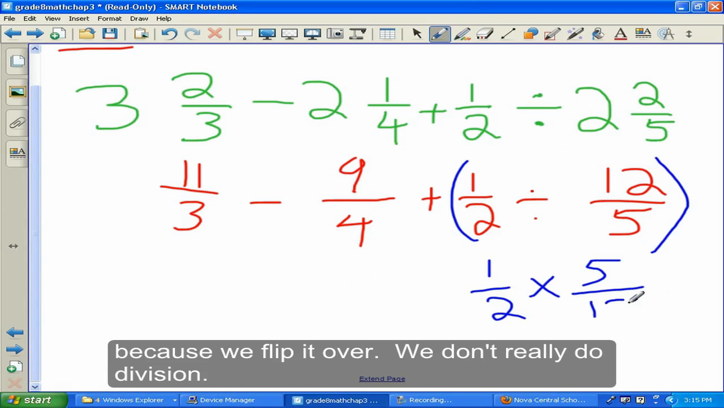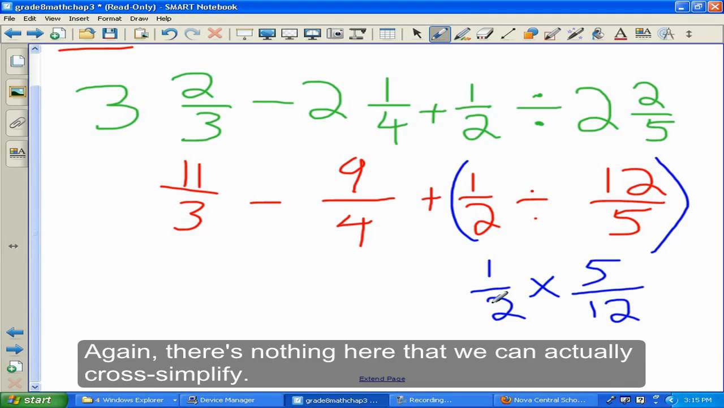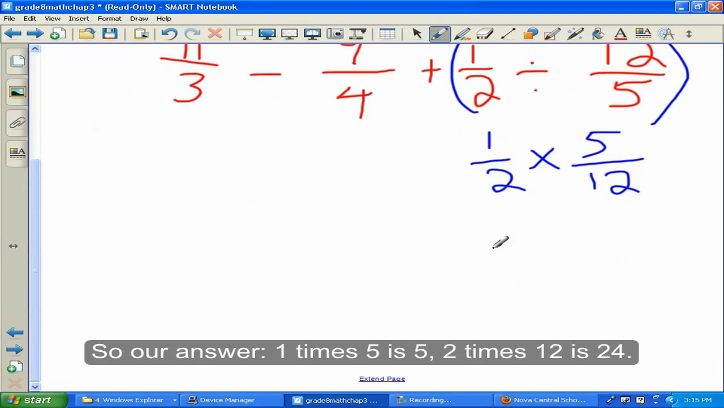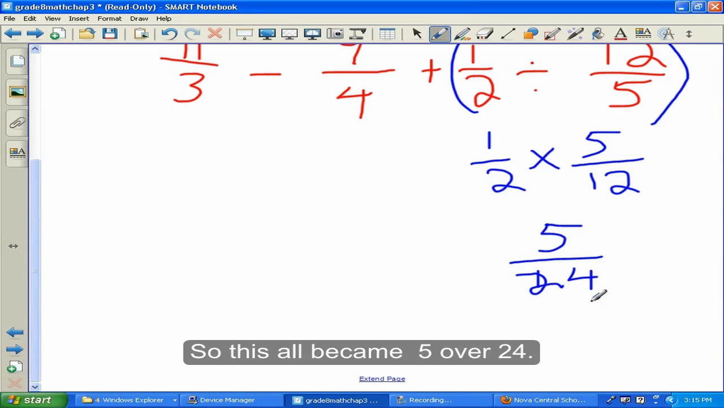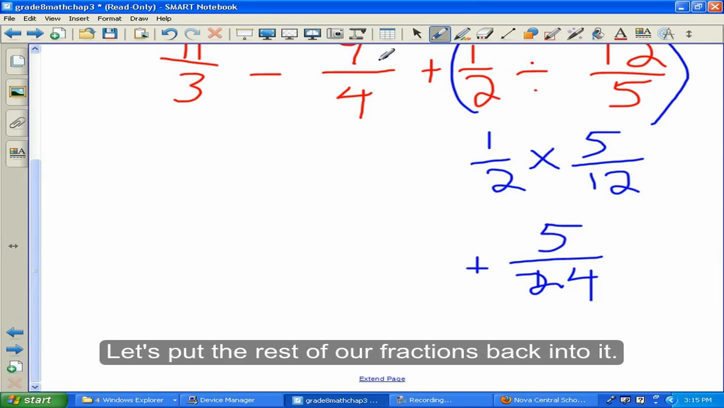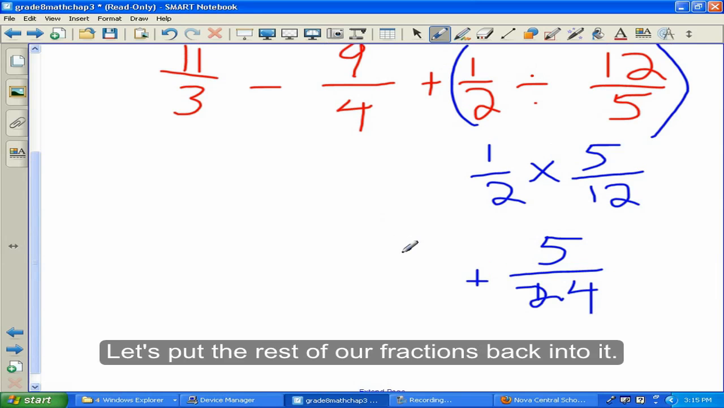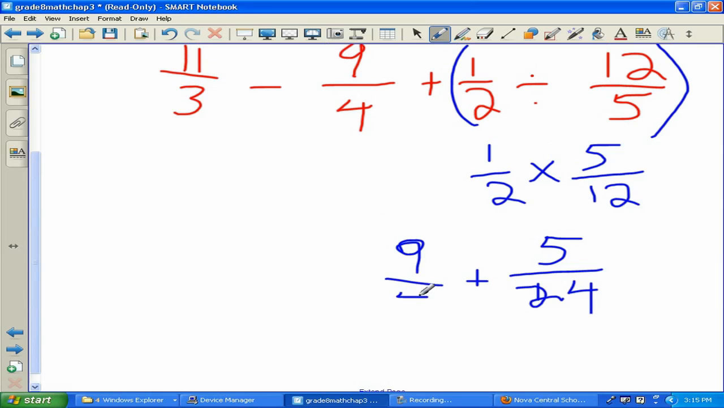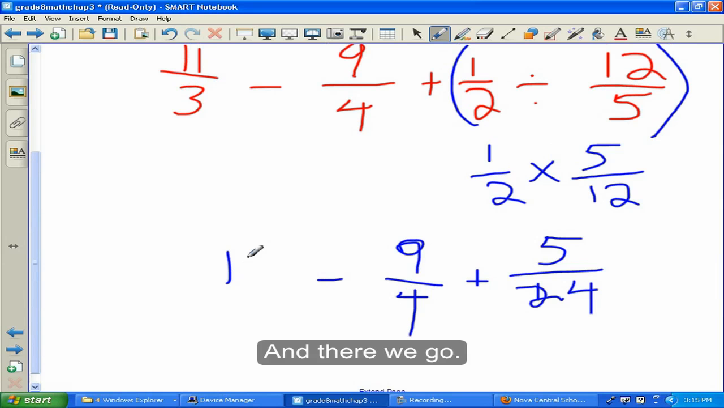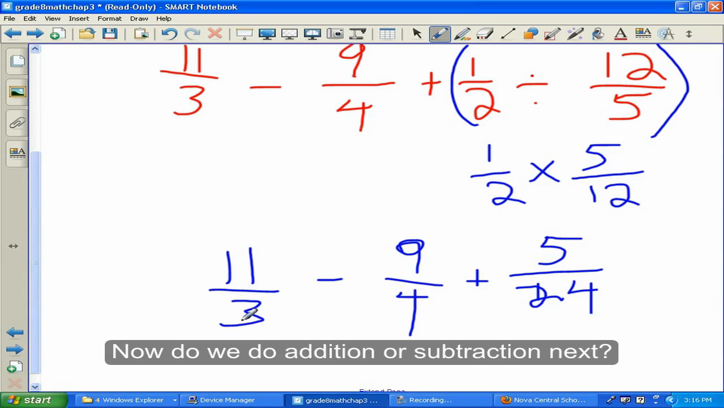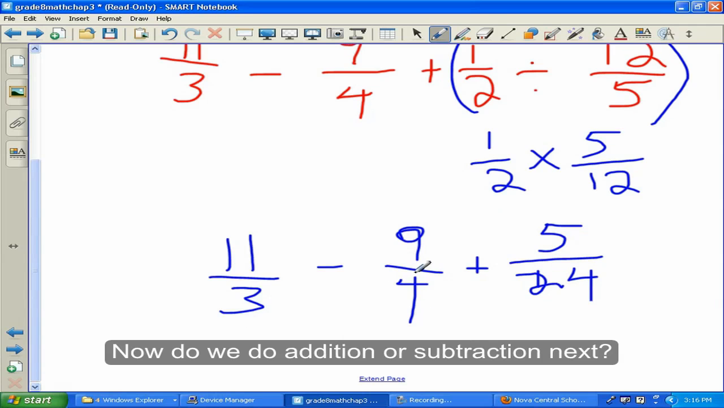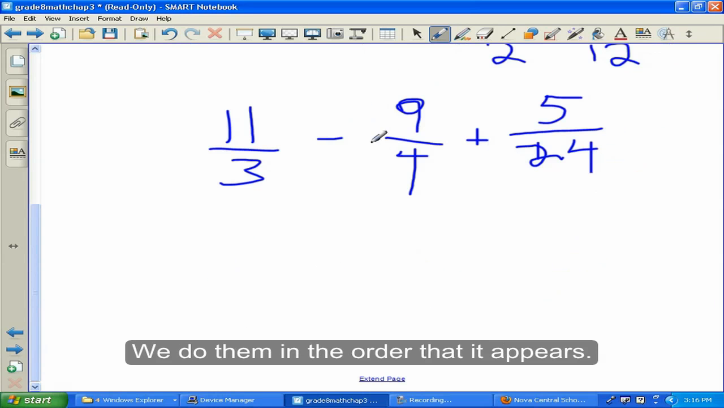We don't really do division. Again, there's nothing here that we can actually cross simplify. So our answer, 1 times 5 is 5, 2 times 12 is 24. So this all became 5 over 24. Let's put the rest of our fractions back into it. And there we go. Now, do we do addition or subtraction next? Well, we do them in the order that it appears.